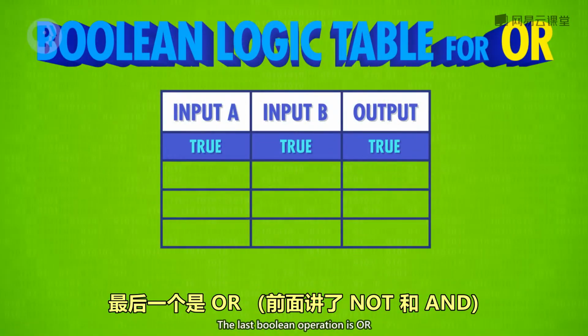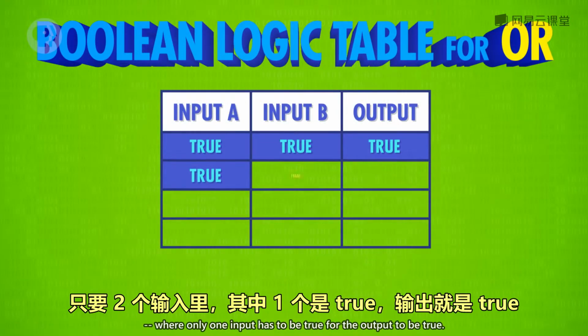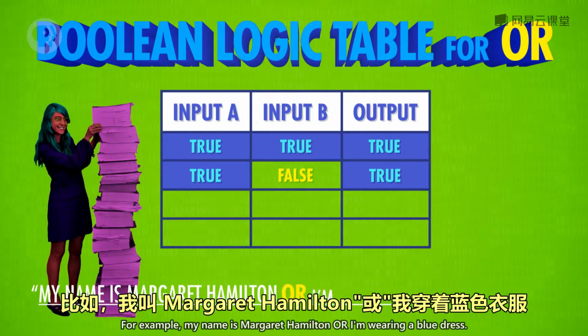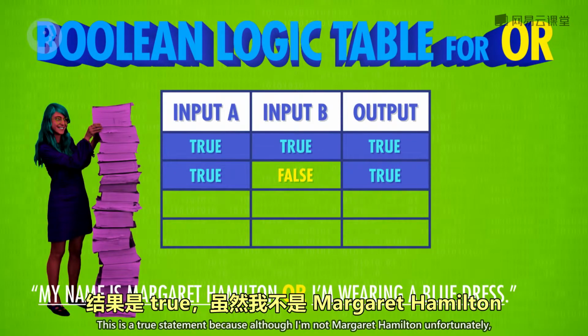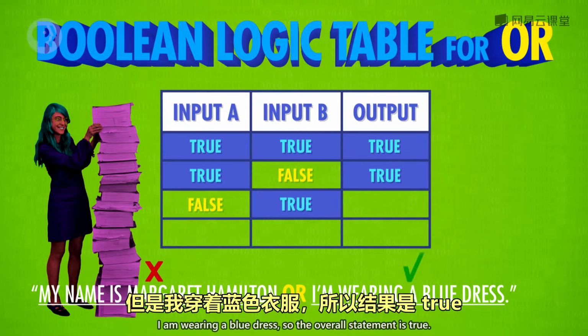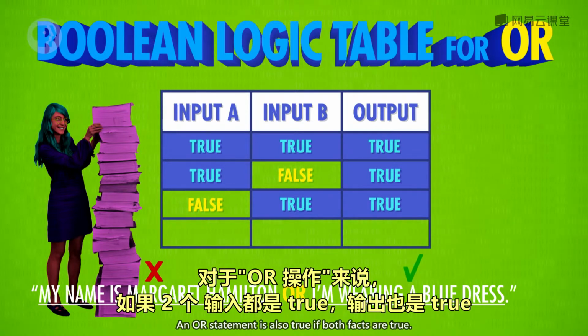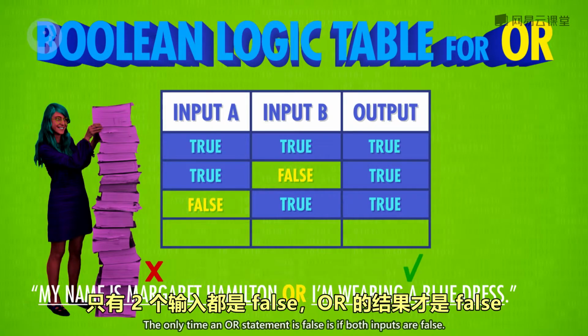The last Boolean operator is OR, where only one input has to be true for the output to be true. For example, my name is Margaret Hamilton or I'm wearing a blue dress. This is a true statement because although I'm not Margaret Hamilton, unfortunately, I am wearing a blue dress. So the overall statement is true. An OR statement is also true if both facts are true. The only time an OR statement is false is if both inputs are false.